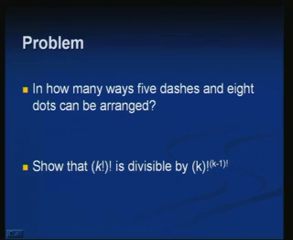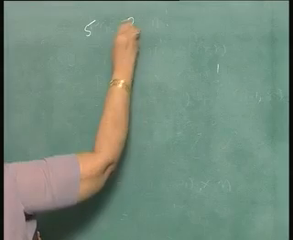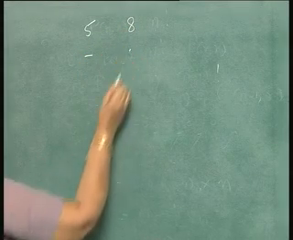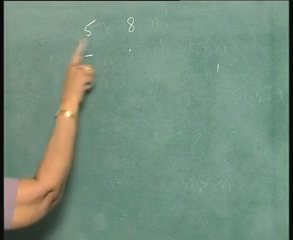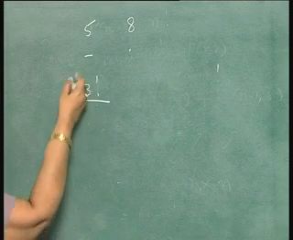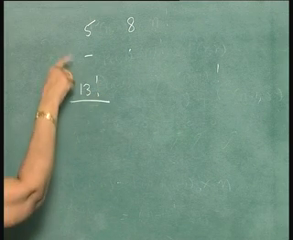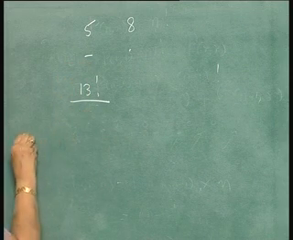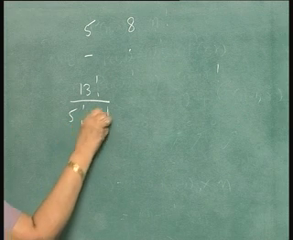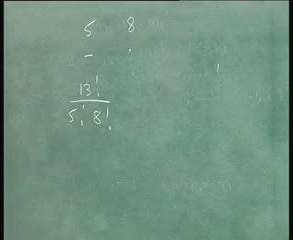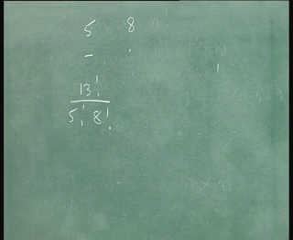In how many ways can 5 dashes and 8 dots be arranged? Earlier, in the telegraphic code, we used to have dashes and dots. There are 5 dashes and 8 dots, right? In how many ways can you arrange them? Totally you have 13 factorial, but you cannot make a distinction between the dashes and between the dots. So, that will be 13 factorial by 5 factorial 8 factorial, right? And the total number of ways of arranging 5 dashes and 8 dots is this.